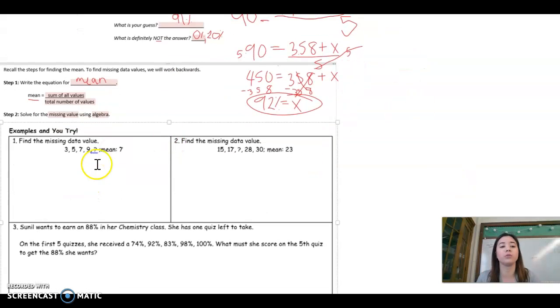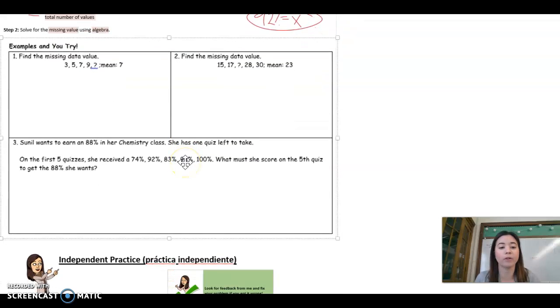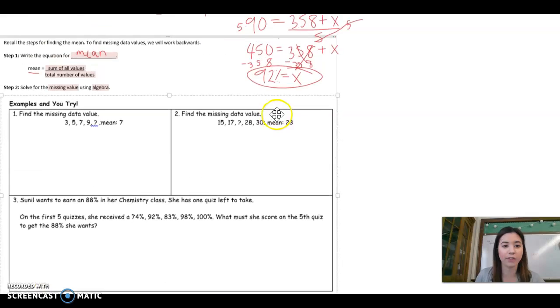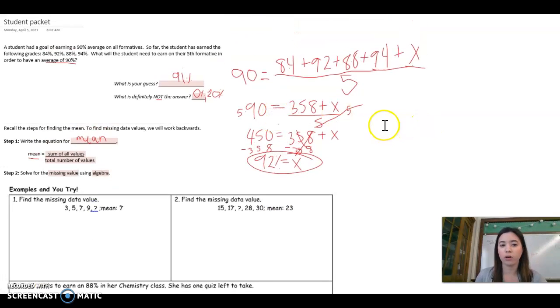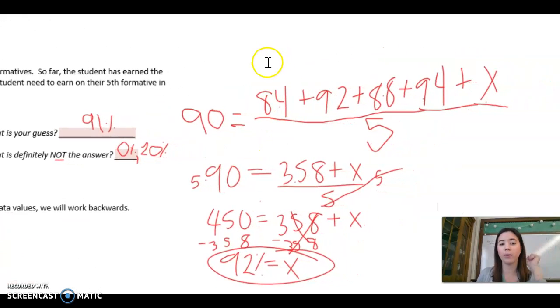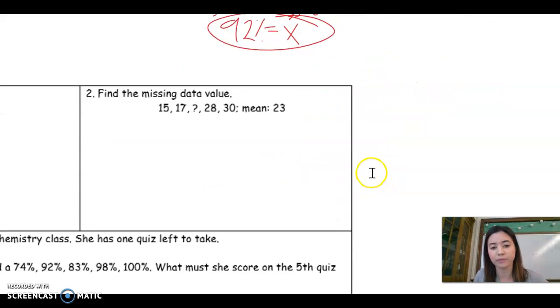So I'll work through all 3 of these examples, asking you to pause it and try it here and there. But overall, for each of these problems, the steps are the same every single time. Set your equation up with your mean, all your numbers you know added together, plus x. Count how many things you have on the top. 1, 2, 3, 4, 5. That goes on the bottom. Move the denominator. Move that value.